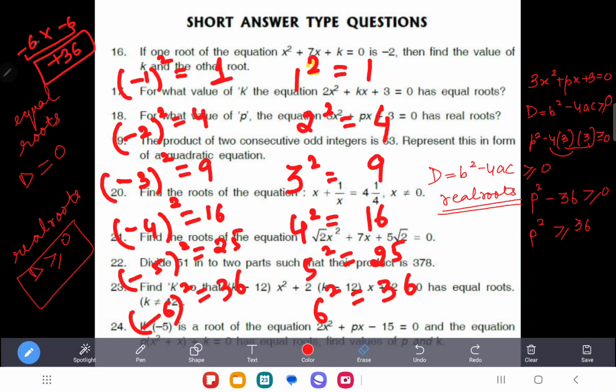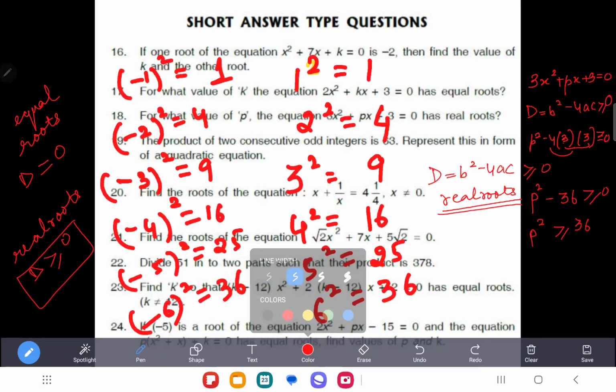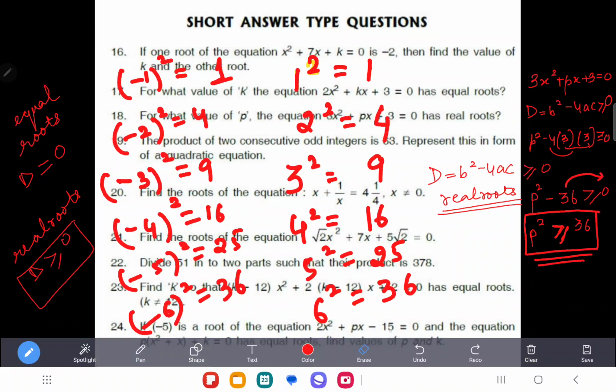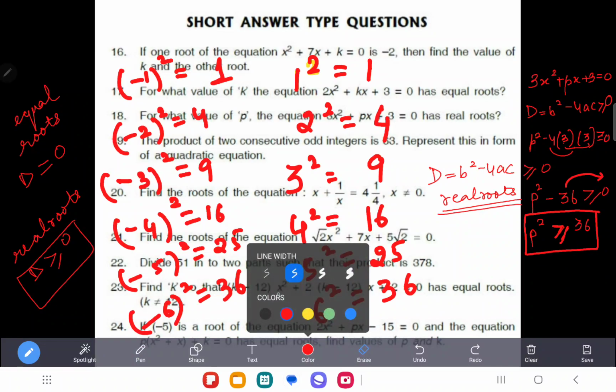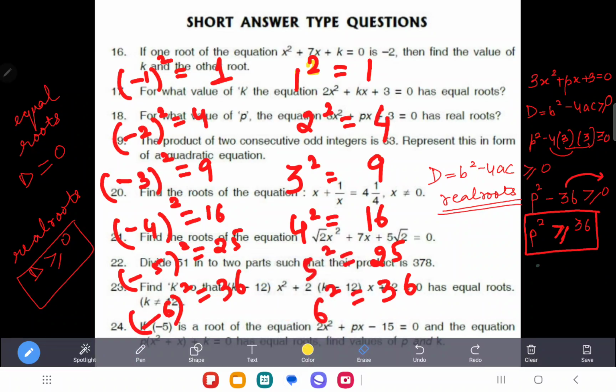What am I trying to explain you here is, understand. My point is, this question says that p square is greater than or equals to 36, because I can normally transpose here. What do you think from here? Can you tell me? I have to have a value of p for which what is happening?